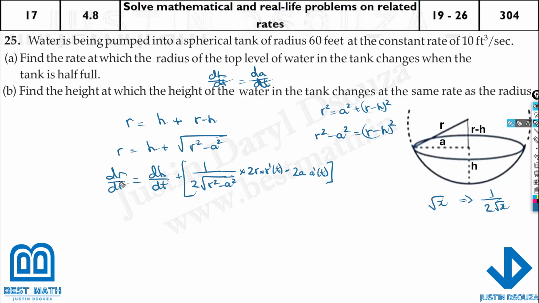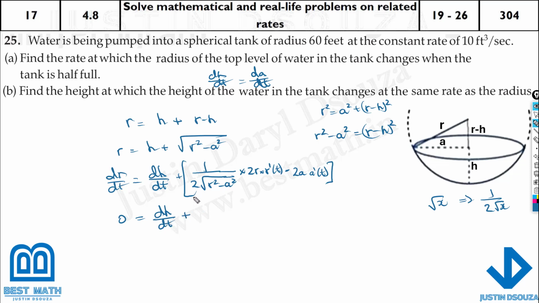Now what happens with dr by dt? What exactly is this dr by dt? It is a constant. R is a radius. It doesn't change. It's 60 feet. So this is 0. Derivative of a constant is 0. dH, yes, the rate of height is changing with respect to time. This is correct. Let it be dH by dt.